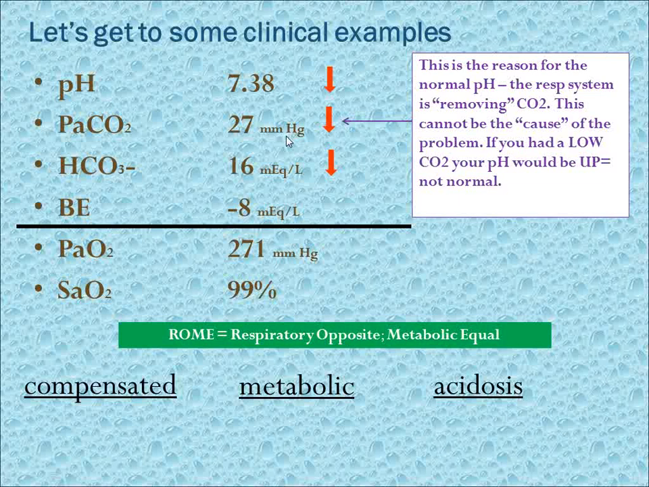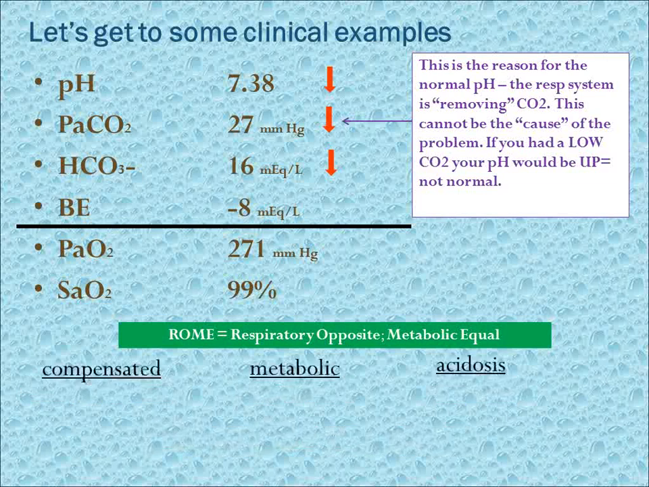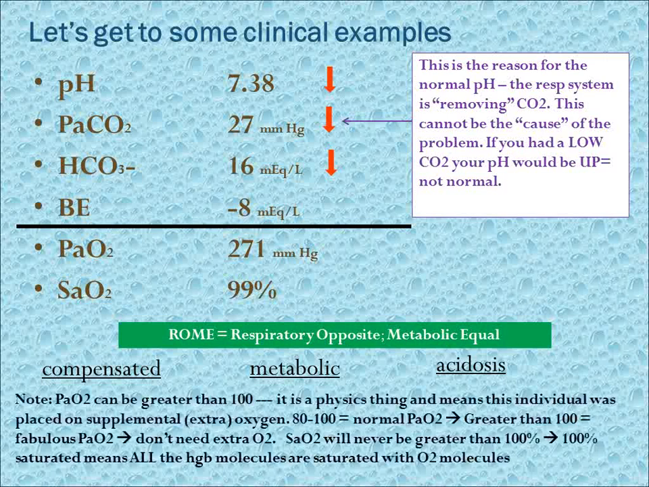Then we look at the oxygenation status of this patient and we see, wow, the PaO2 is 271. Well, we'd say that's good. And then the oxygen saturation is 99%. So this individual has compensated metabolic acidosis with excellent oxygenation. Now, a lot of students will say to me, how can you have a PaO2 of 271? I thought the range was 80 to 100. And that is true. The range is 80 to 100.